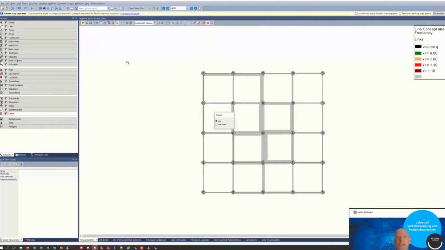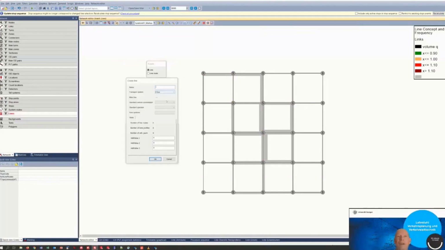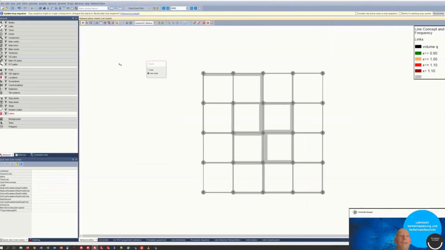And I really start from scratch. So I create a new line in my computer-aided process. I need to select the transport system, it's bus, a vehicle combination and an operator. Then my line has a name, but now I start with the first line route. So line number 1, the first line route in the first direction.